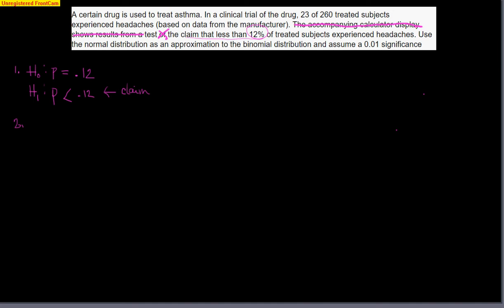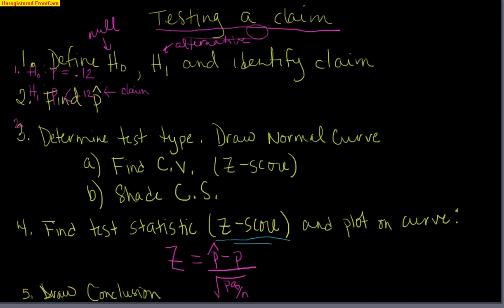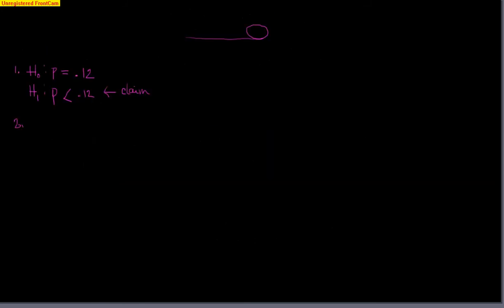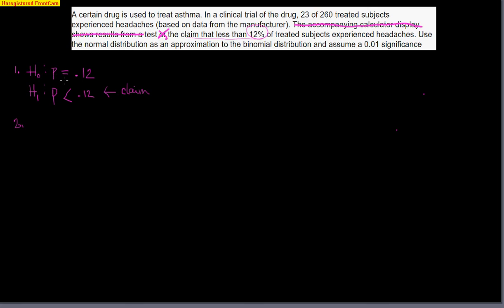So let's see. Let me close this and open this. And it says here, step 2 is going to be to find p hat. All right, that's going to be our sample mean. So let's close this and open this back up. And we'll leave this open. Okay, so p hat. What is p hat? Well, we know that from before. That's going to be our sample percentage.